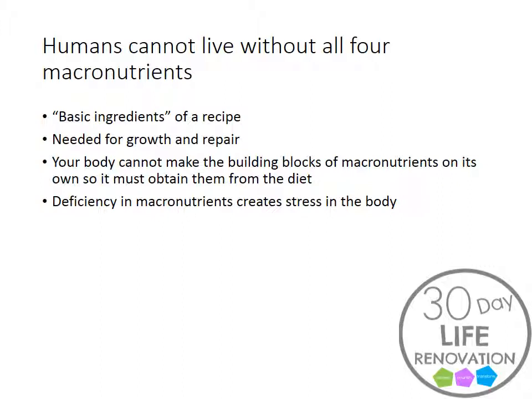So humans cannot live without all 4 macronutrients. And these are what I call the basic ingredients of a recipe. They're needed for growth and repair. And if we don't have enough macronutrients in our body, if we're dehydrated or we have a deficiency, this can create stress in the body. So that shifts us from the growth and repair phase over to that protective phase that we mentioned when we talked about stress. And your body can't make these building blocks on its own, so it must obtain them from the diet.